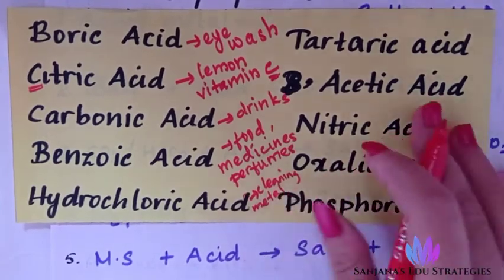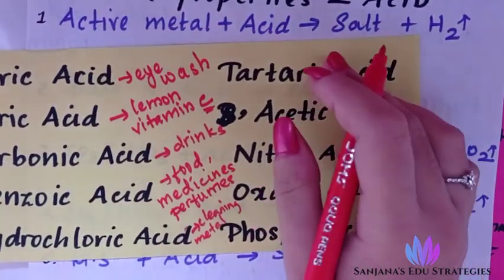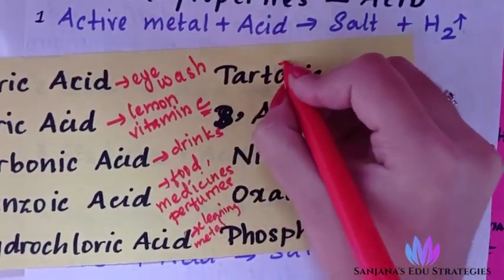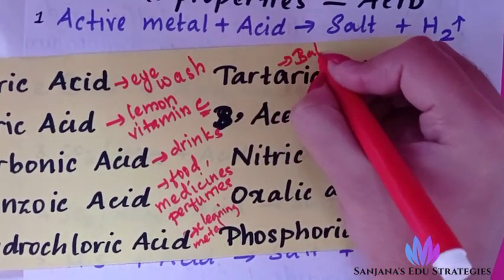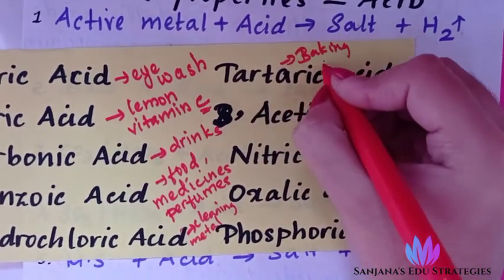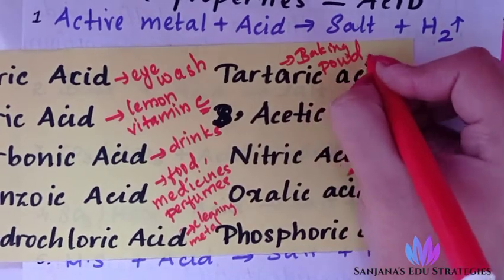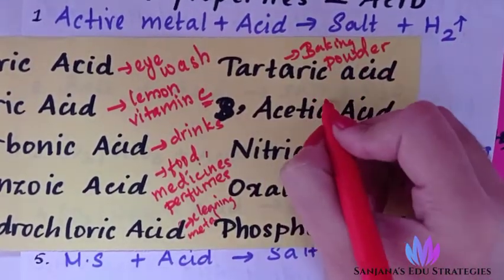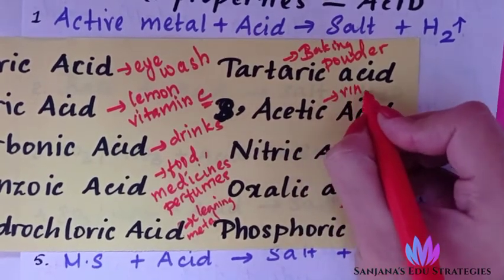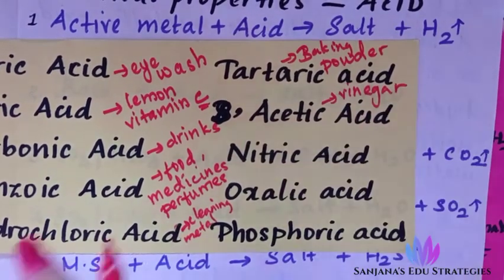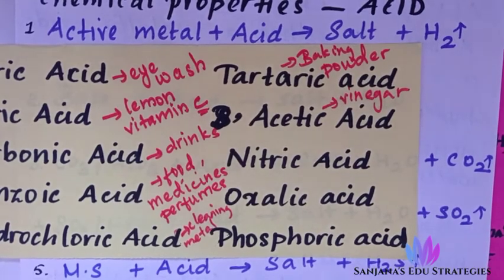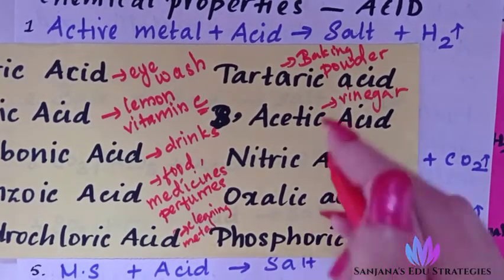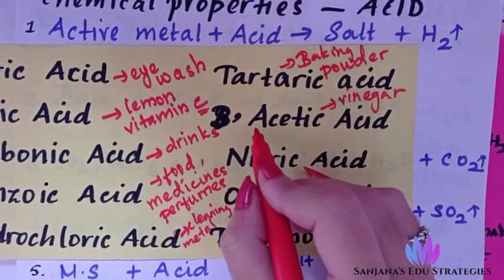Next is tartaric acid. Tartaric acid is helpful in making baking powder. Next is acetic acid. Acetic acid is present in vinegar, so it is helpful in making vinegar. Vinegar is used for cooking, so for cooking purposes, acetic acid is helpful.